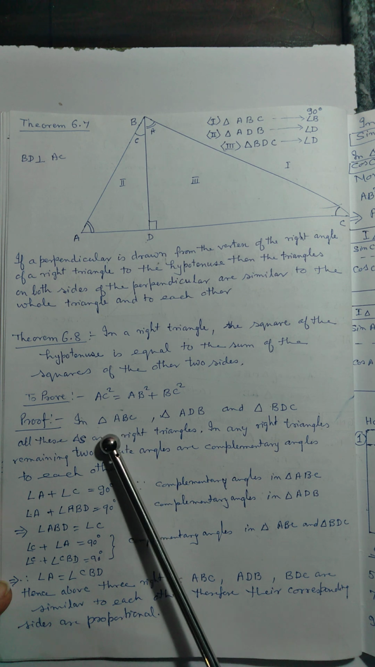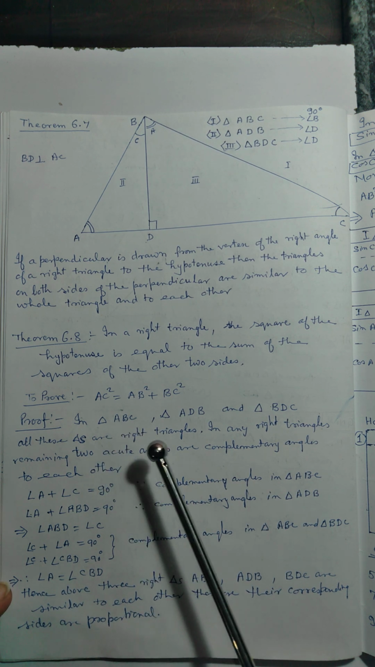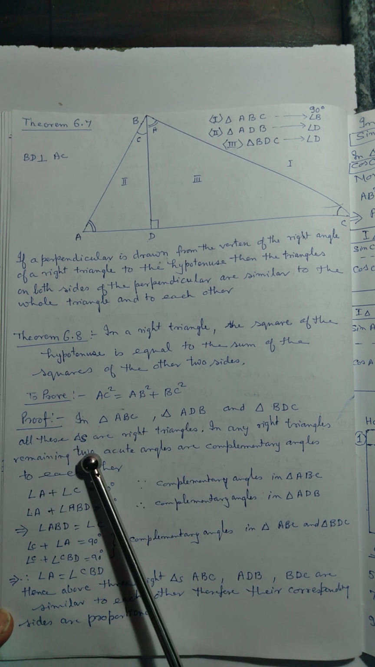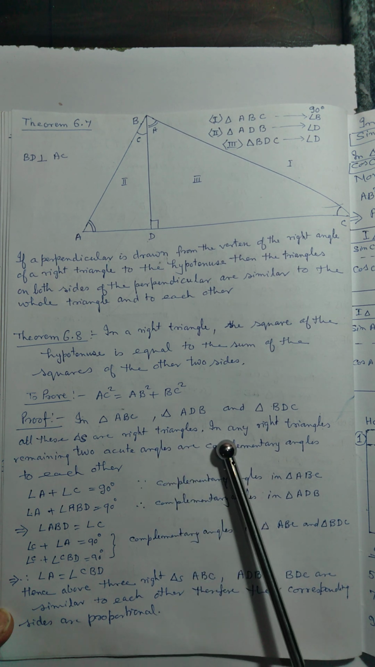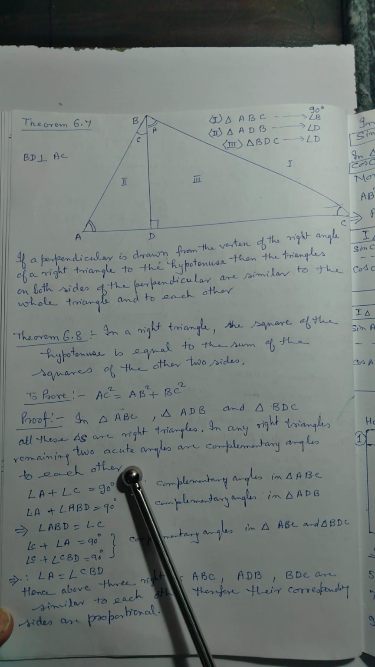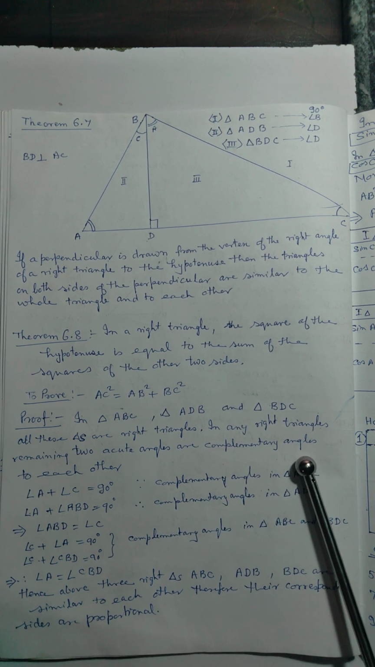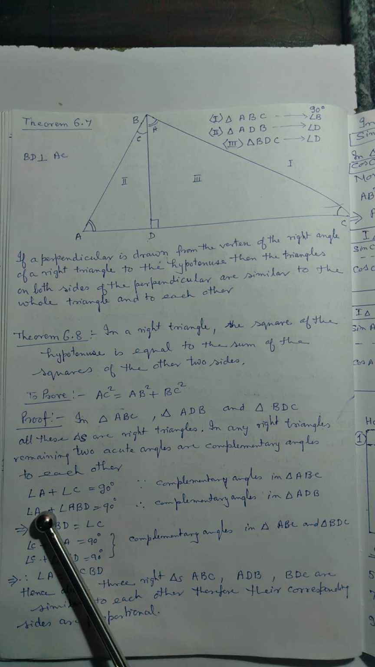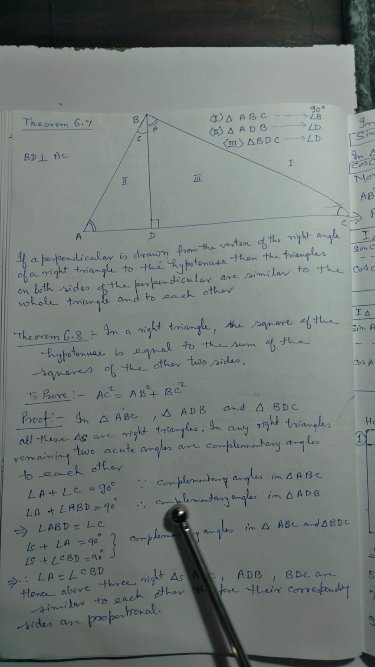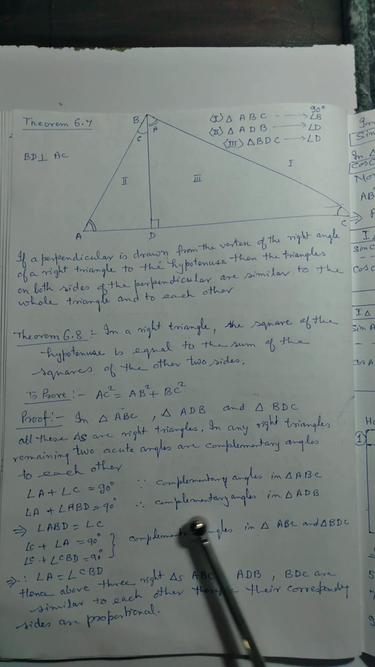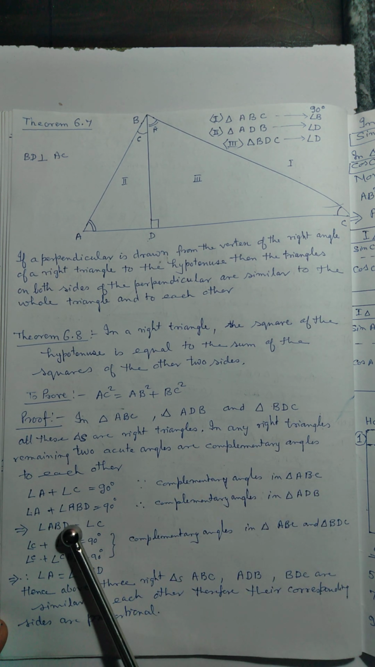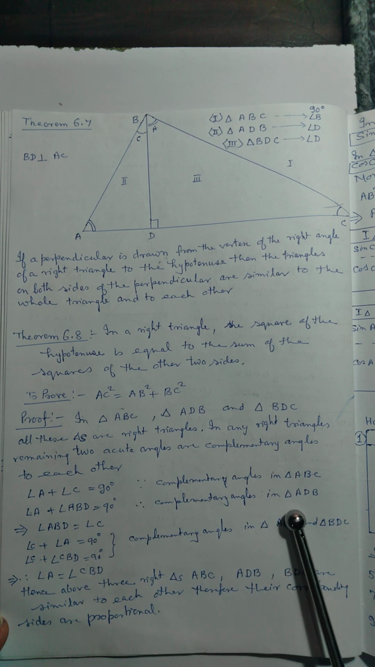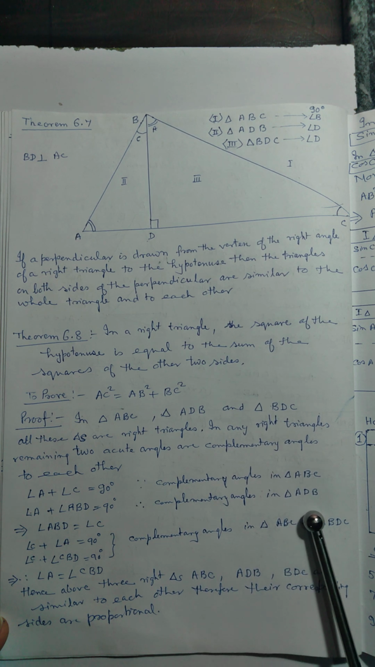You see, I have written the name of the triangles here in one-one correspondence. All these triangles are right triangles. In any right triangle, the remaining two acute angles are complementary angles to each other. You see, in detail I have written here that angle A plus angle C is 90 degree, complementary angles in the triangle ABC. Angle A plus angle ABD is 90 degree, complementary angles in triangle ADB.